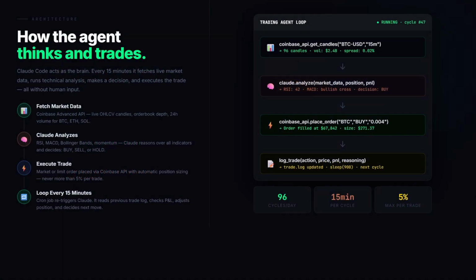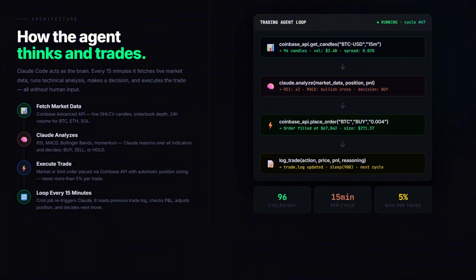Before we write a single line of code, let me show you how the agent thinks. Every 15 minutes, the cycle starts. First, the agent fetches live market data from Coinbase Advanced API. Real candles, real volume, real order book. Second, it sends everything to Claude. Not just the price, the full picture: RSI, MACD, Bollinger Bands, recent trade history, and current position. Claude reasons over all of it and makes a decision: buy, sell, or hold.